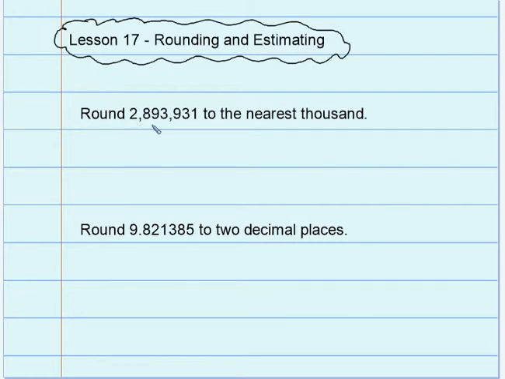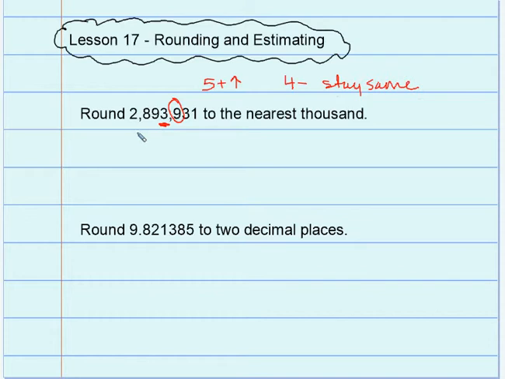Round 2,893,931 to the nearest thousand. Okay, so the thousands place is right here. Underline that and circle the digit right behind it. So based on this 9, do I keep the 3 a 3 or do I make it a 4? That's the question you ask. And remember, on 5 and greater we go up, and 4 and less we stay the same.